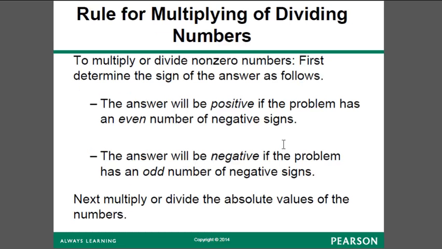Let's look at division. Division is the exact same thing as multiplication. If there is an even number of negative signs, your answer will be positive. If there's an odd number of negative signs, your answer will be negative. And then you multiply and divide the absolute values of the numbers, just like we did in multiplication.